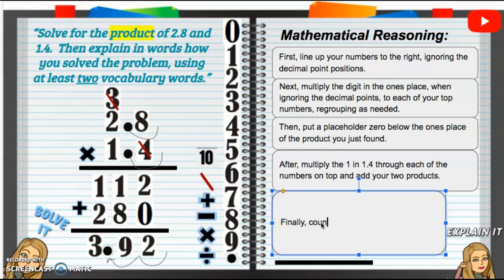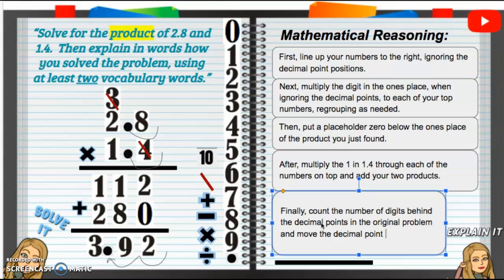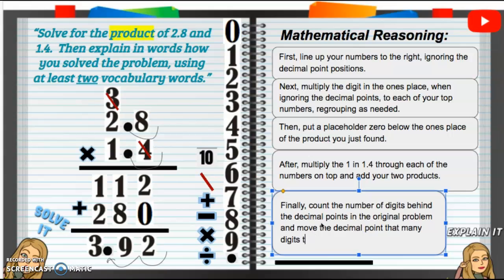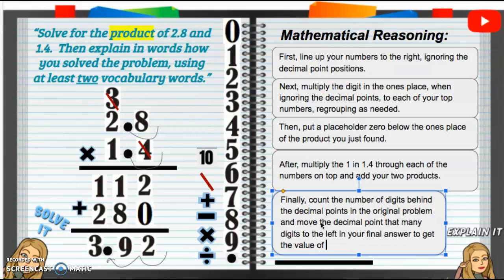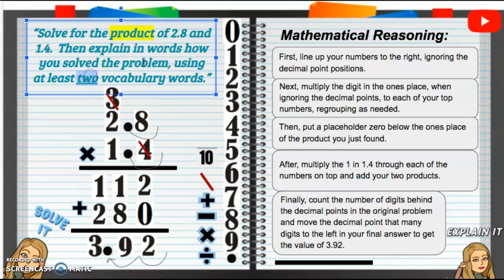Finally, what we did was we counted, so finally count the number of digits behind the decimal points in the original problem and move the decimal point that many digits to the left in your final answer to get the value of 3 92/100. All right, now we have to double check that we have at least 2 vocabulary words.